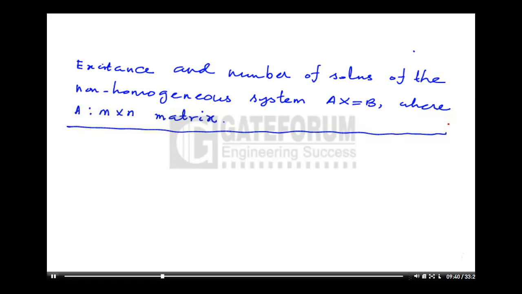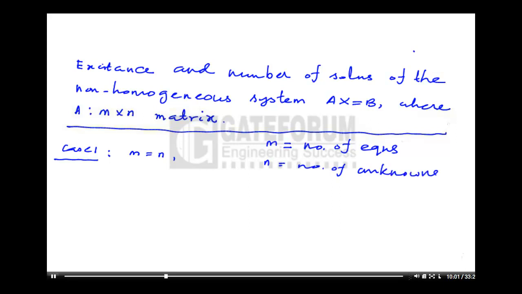Case 1 is m equal to n. Here m is equal to the number of equations and n is the number of unknowns. Now, when m equal to n, that is the number of equations is equal to the number of unknowns, that is the coefficient matrix A is a square matrix, then the system is consistent when rank of the matrix is equal to the rank of its augmented matrix.